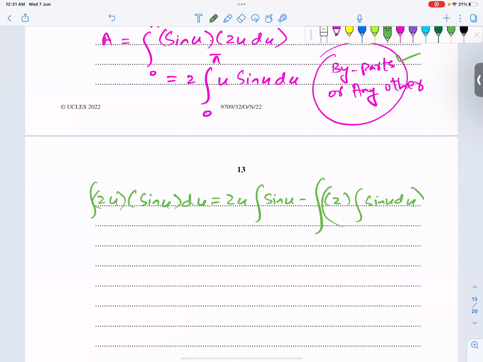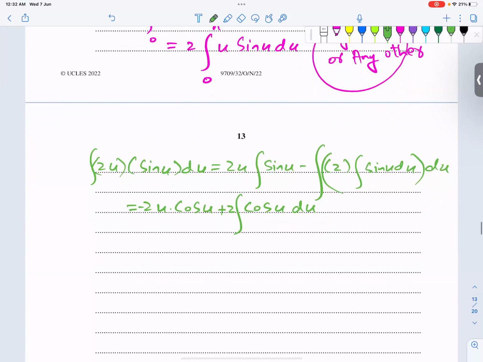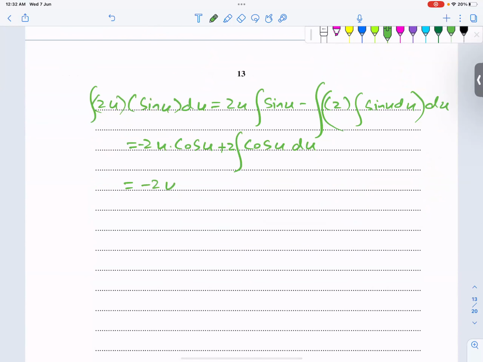This will be 2u times the integral of sine u, which is minus cos u, minus 2 will come outside. The integral of sine u is minus cos u. So inside will become plus, then cos u. So minus 2u cos u plus 2 times the integral of cos u, which is simply sine u. Okay. Now apply the limits.